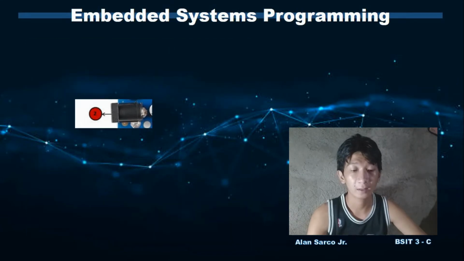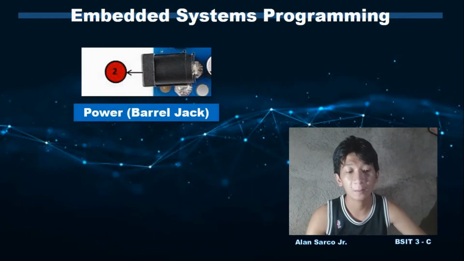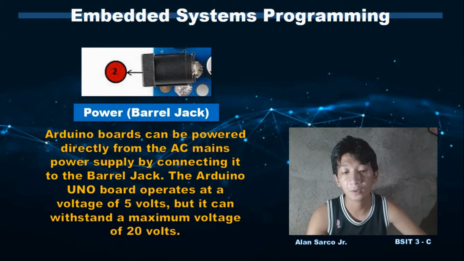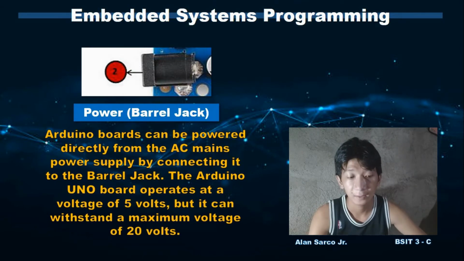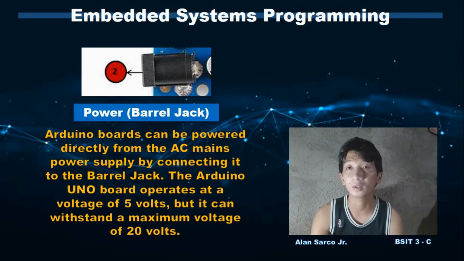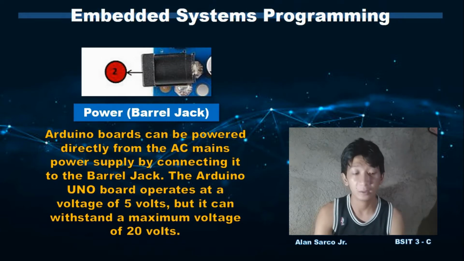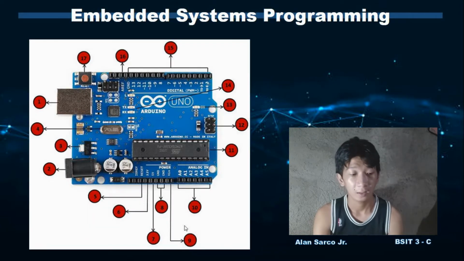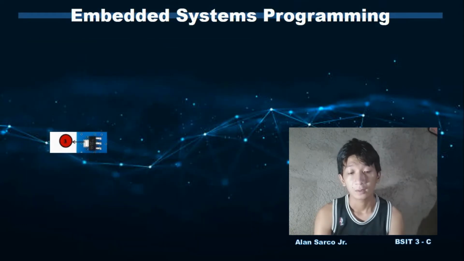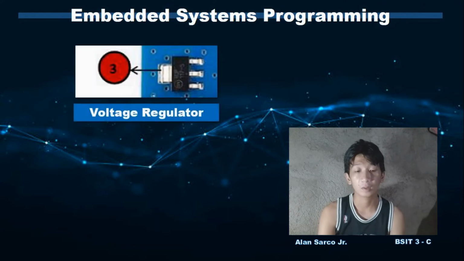Next is the power barrel jack. Arduino boards can be powered directly from the AC mains power supply by connecting it to the barrel jack. The Arduino UNO board can operate at a voltage of 5 volts, but it can withstand a maximum of 20 volts. If the board is supplied with a high voltage, there's a regulator that protects the board from burning out. So next is the voltage regulator.